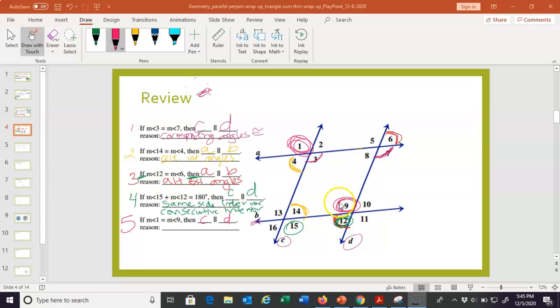We just have to ask ourselves, what kind of angles are these? And they are in the same position, upper left, upper left. So we're going to call those corresponding angles. And some of you might be saying, well, wait a minute. Angle 1 also lives on line A, doesn't it? And angle 9 also lives on line B. So couldn't we talk about lines A and B?